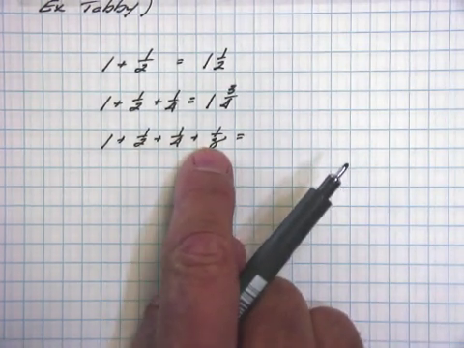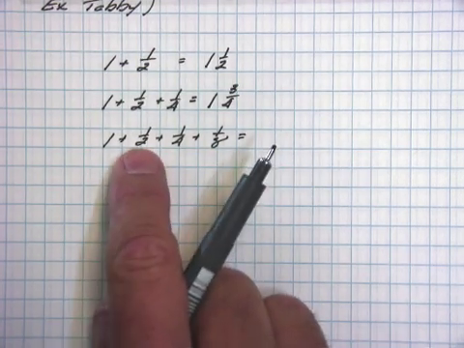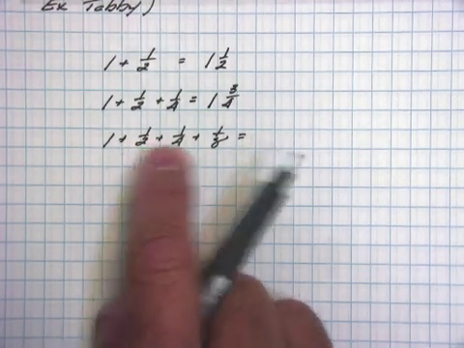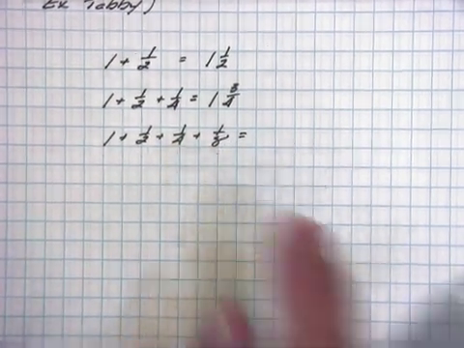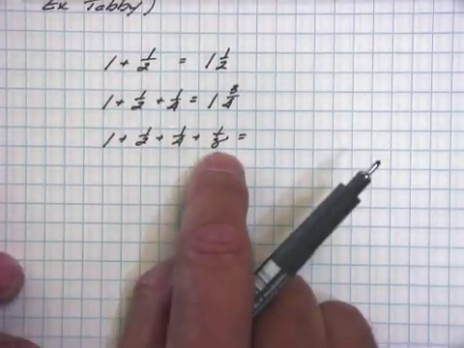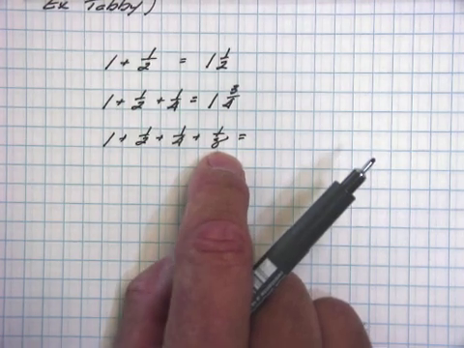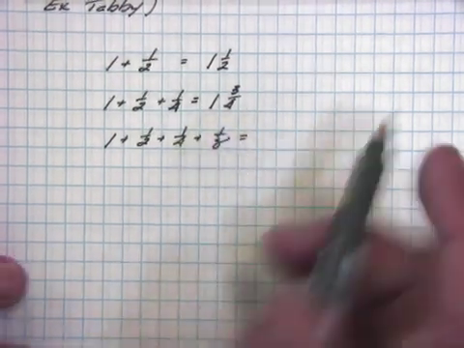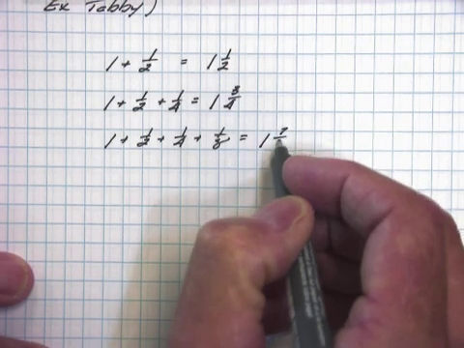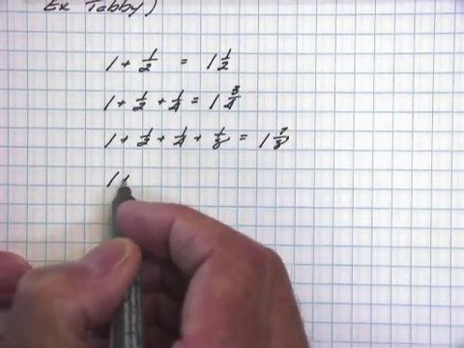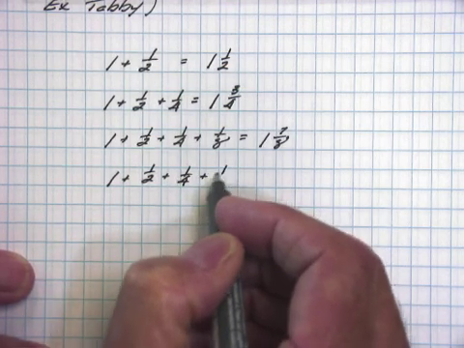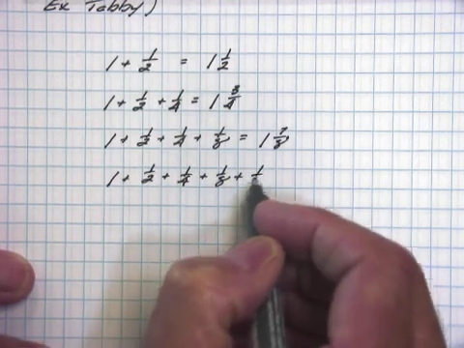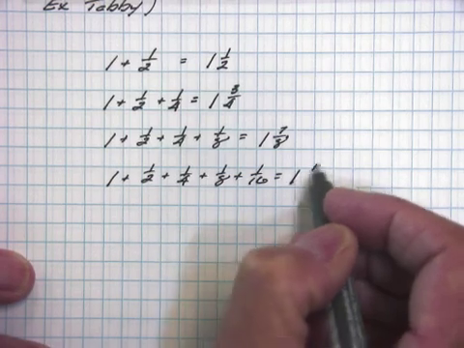Let's continue the pattern. 1 plus a half plus a fourth plus an eighth. So the pattern here is that these fractions are being decreased by half each time. So half of a half is a fourth, half of a fourth is an eighth, and we're adding that on each time. And if you do the arithmetic here, and I encourage you to do it, I'm just going to write it down to keep the video a little shorter, you get 1 7/8.